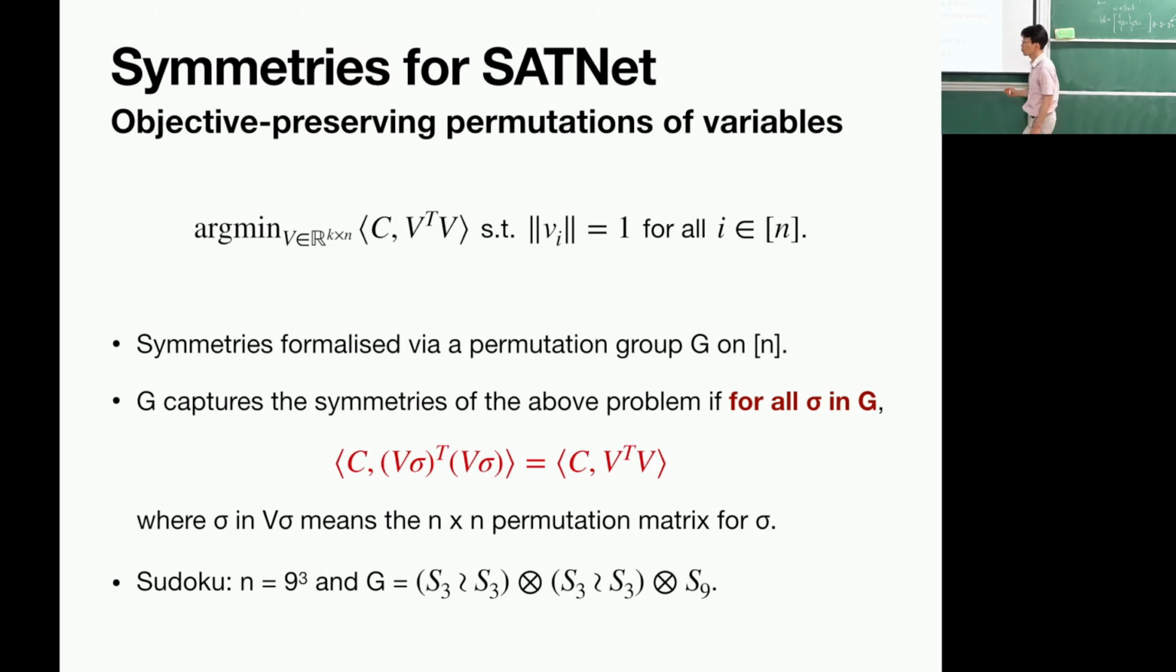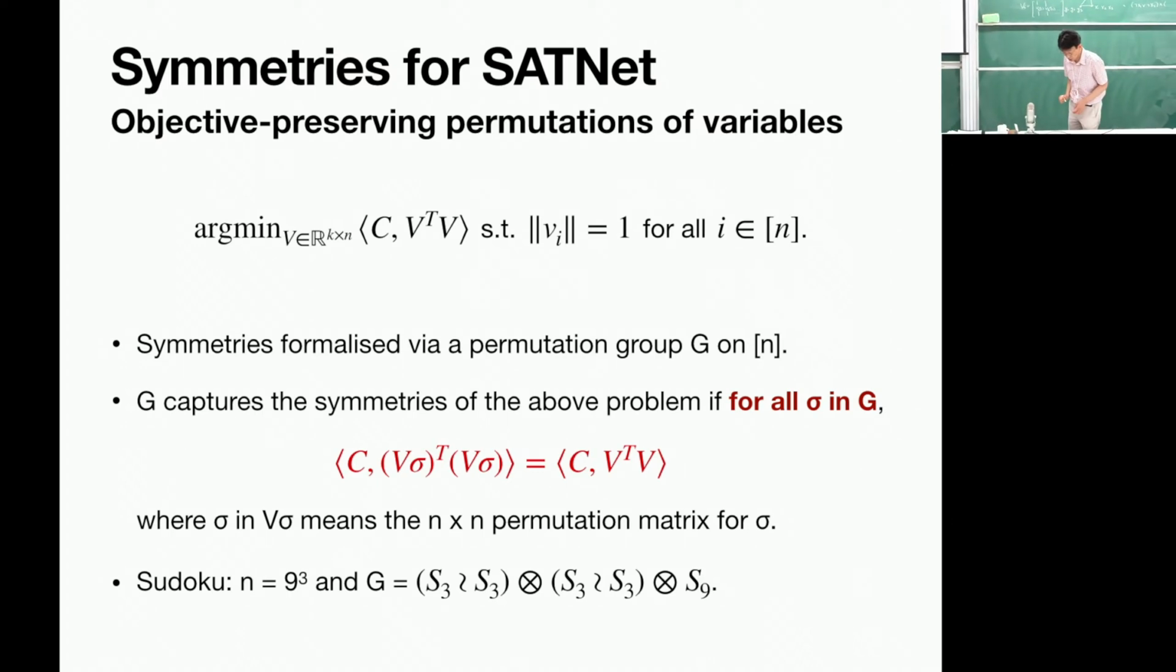In fact, for Sudoku, if you express the Sudoku problem in this way, Sudoku can be seen as a graph coloring problem, so it can be done this way or some other way. But it has symmetries, and the symmetry is of this form. This S9 at the end corresponds to changing the numbers from 1 to 9. The product of S3 means changing the rows in a nested way, and this corresponds to changing the columns in a nested way. So the group G captures the symmetry of Sudoku.